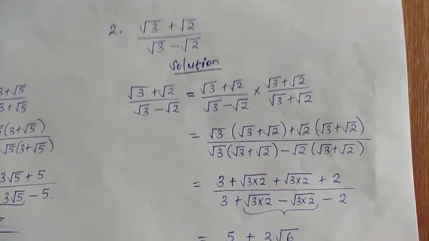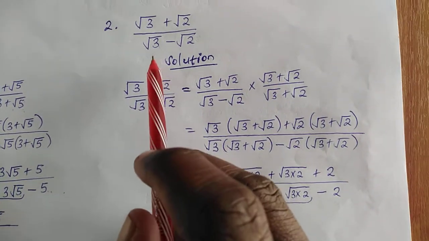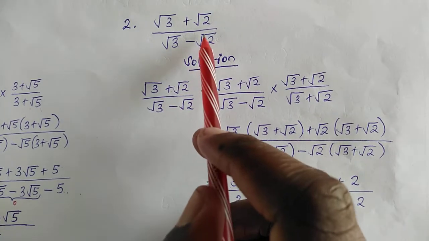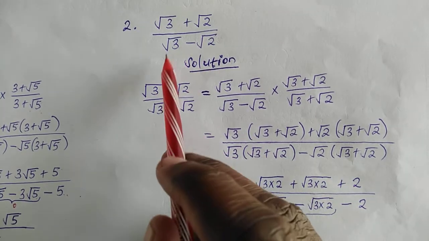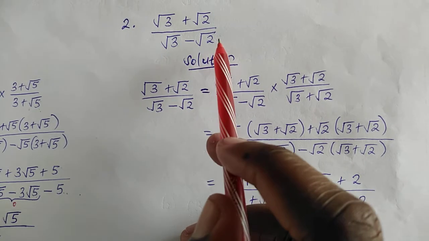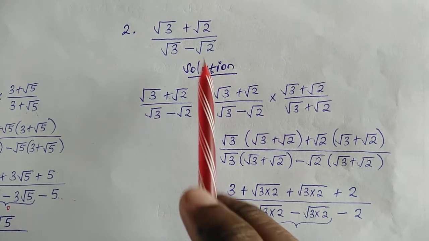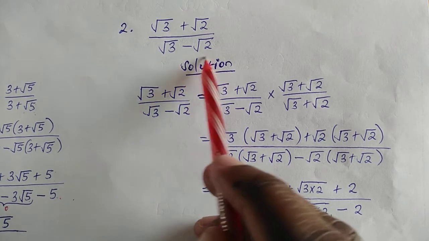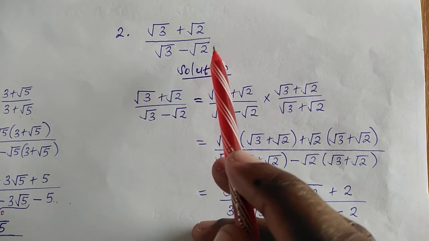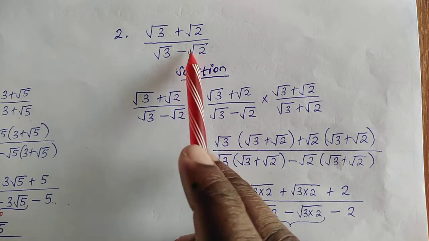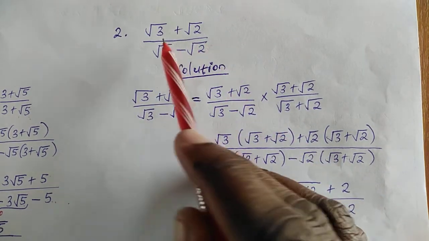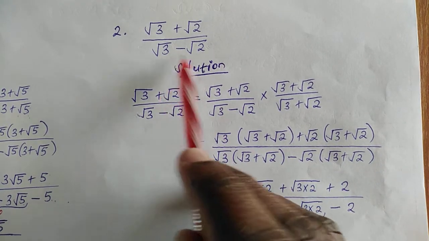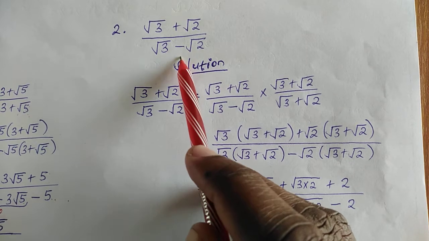Into the next question. It's root 3 plus root 2 over root 3 minus root 2. The solution to this, in the denominator we are having a surd, and we have to get rid of the surd in the denominator. And how do we do that? We multiply this by the conjugate of the denominator, and the conjugate is found by just changing the sign.